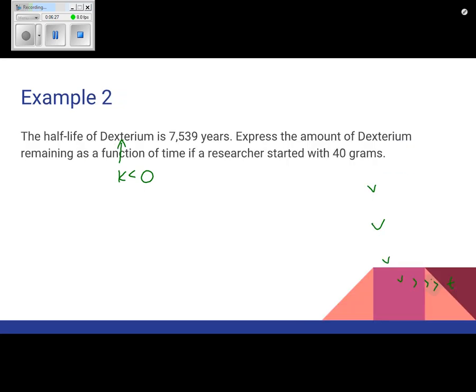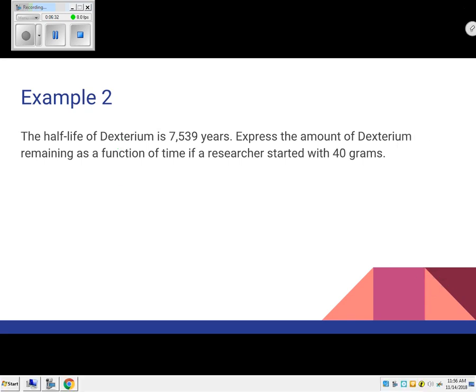So I just made up an element here. I call it dexterium. And so it has a half-life of 7,539 years. In case you don't know what half-life is, it's the amount of time it takes for any given substance to decay by 1/2. So after 7,539 years, if however much dexterium I have, it's decayed, it's rotted out, whatever happens to it, by half.